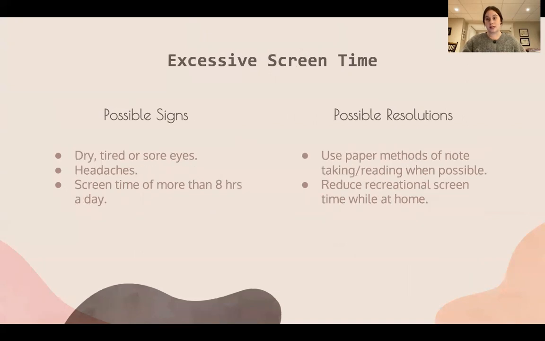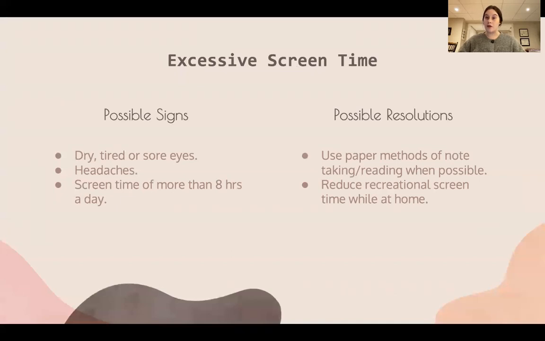Another risk factor is excessive screen time. Some signs of excessive screen time are dry, tired, or sore eyes, headaches, and also screen time that is more than 8 hours a day. A couple ways to move away from excessive screen time is using paper methods of note-taking or reading physical books instead of ebooks where possible. And also reducing recreational screen time can help out a whole lot.